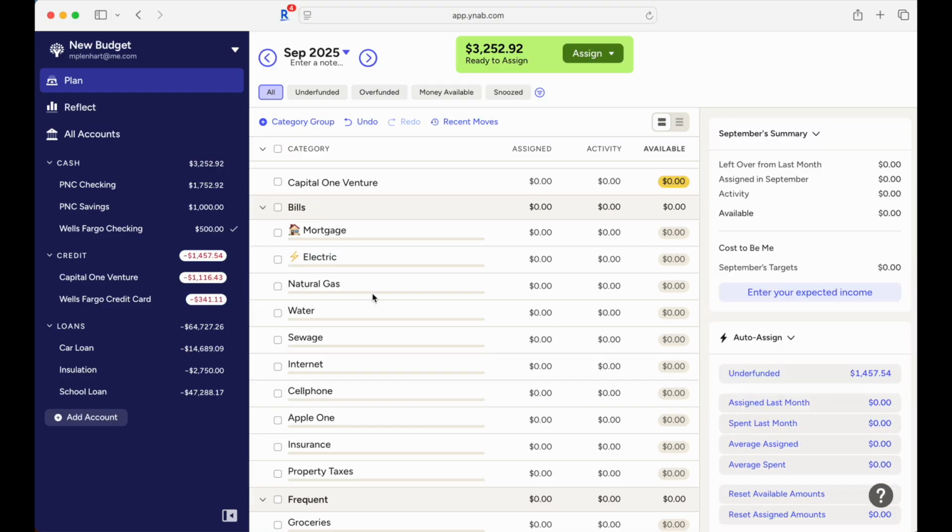So that's something you can consider just to make it look a little bit more interesting or make it a little bit easier to find things. I recommend it, not necessary, but I do recommend it just to give a little bit of life to your budget.